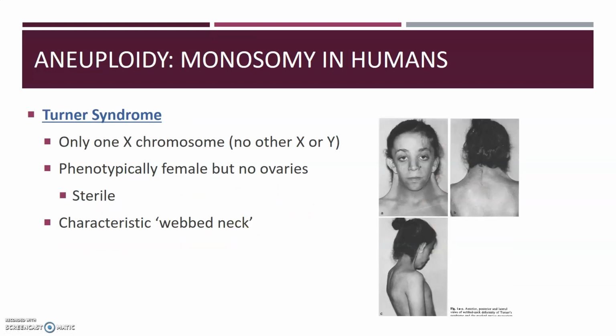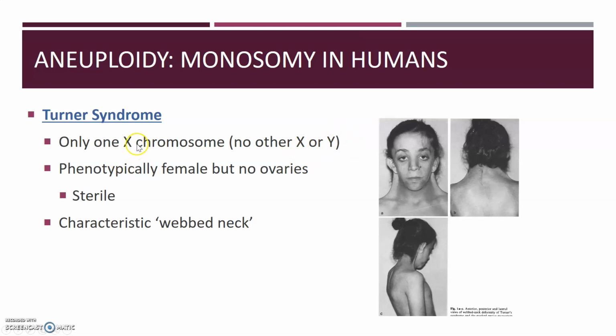But it's also important to remember that it's not just having too many copies of a chromosome that can cause a disorder. Too few copies can cause some disorders as well. And one example of that is here with Turner syndrome. And this is where you only have 1 sex chromosome. In this case, you have 1 X chromosome, and you don't have either the additional X to make you biologically female or the Y to make you biologically male.